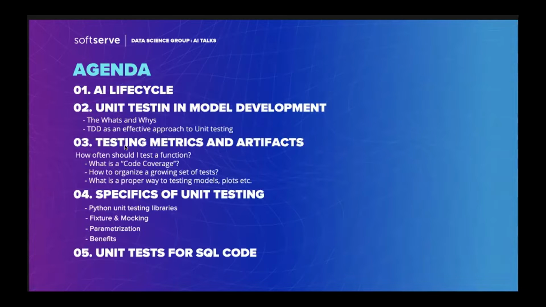And after that, we'll talk about testing metrics and artifacts. The next one will be specifics of unit testing. There we will discuss Python unit testing libraries, fixtures and mocking, parameterizations, and of course summarize our part on unit testing by its benefits. And finally, we'll talk about unit testing for SQL code, because data science works with data, and it's very important to understand how to cover our SQL code with unit tests. Let's start.